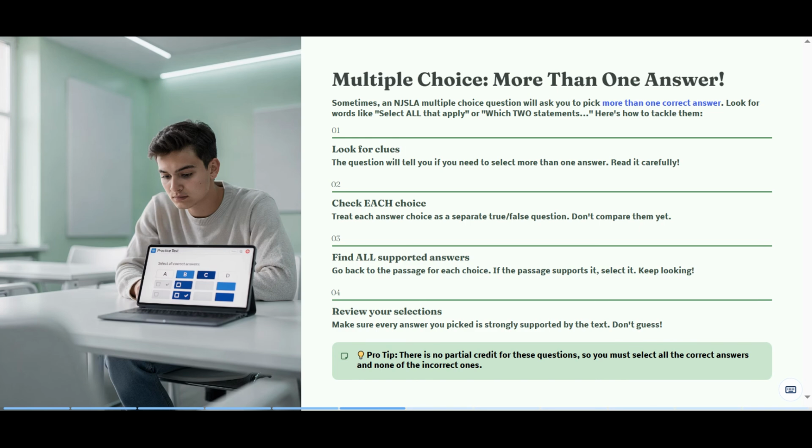Don't compare them yet. And find all supported answers. Go back to the passage for each choice. If the passage supports it, select it. Keep looking. Review your selections. Make sure every answer you picked is strongly supported by the text. Don't guess. And here's a pro tip. There is no partial credit for these questions, so you must select all the correct answers and none of the incorrect ones.